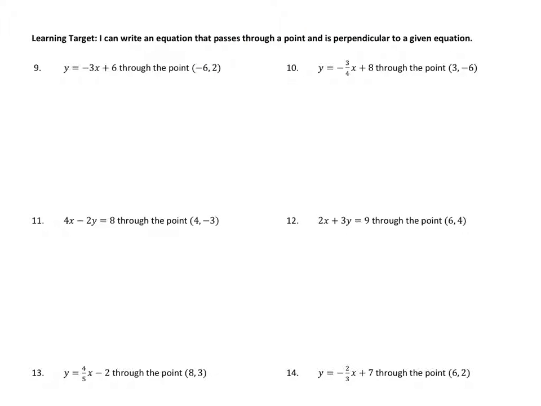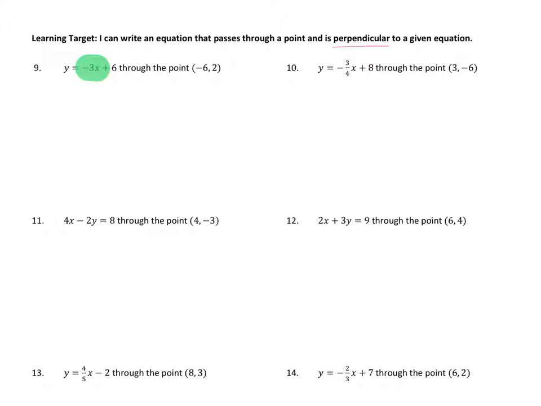Now let's take a look at the learning target. I can write an equation that passes through a point and is perpendicular to a given equation. So perpendicular, remember, means opposite reciprocal. So that's very important that we remember to find the opposite reciprocal slope. So with number 9, let's take a look at number 9. Y equals -3x plus 6 through the point -6, 2. Before I can begin, I'm going to highlight that slope, -3, and I'm going to figure out the opposite reciprocal for that.